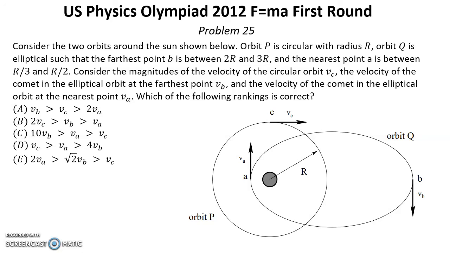Consider the magnitudes of the velocities of the circular orbit Vc, the velocity of the comet in the elliptical orbit at the furthest point Vb, and the velocity of the comet in the elliptical orbit at the nearest point Va. Which of the following rankings is correct?